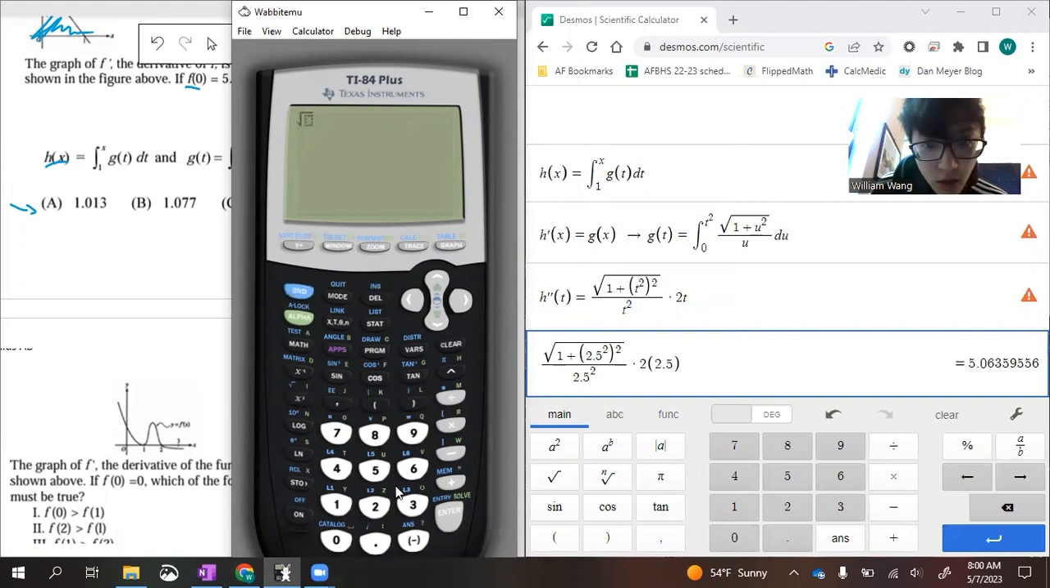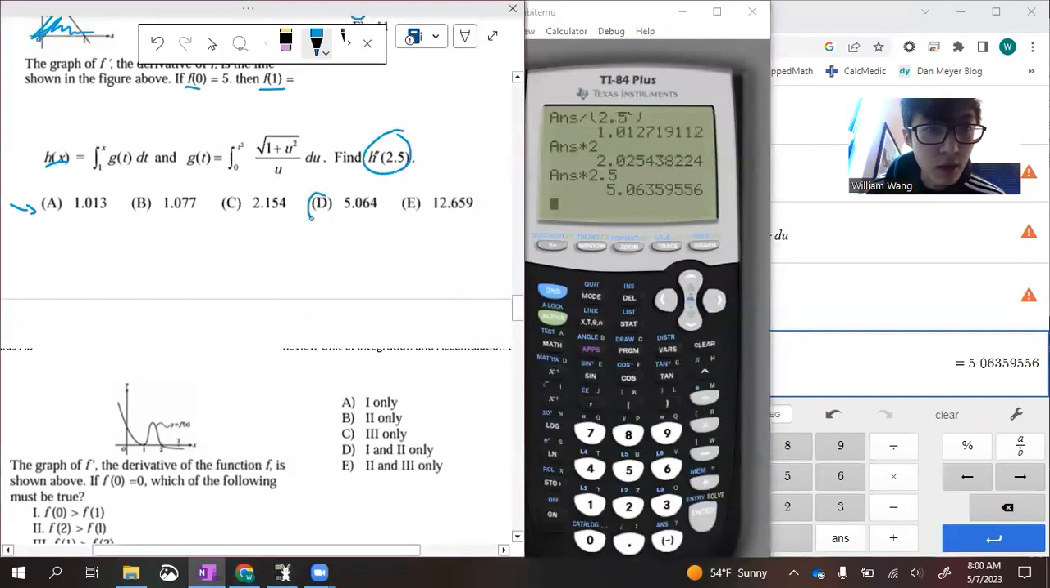So square root of 1 plus 2.5 squared. I square that again, divided by 2.5 squared, cool, times 2, cool, then I multiply by 2.5 again. I get 5.063, 5, so 5.064, that matches up with answer choice D.